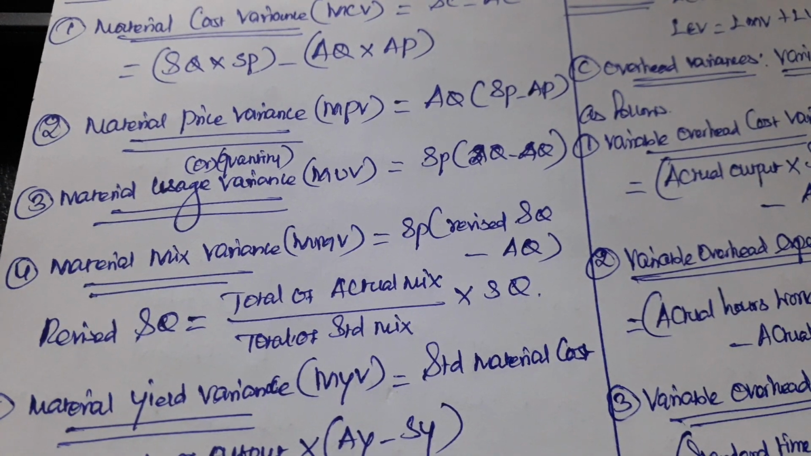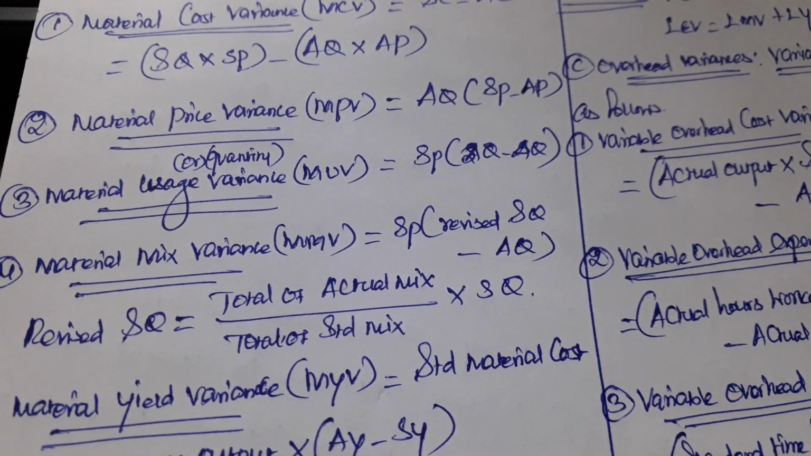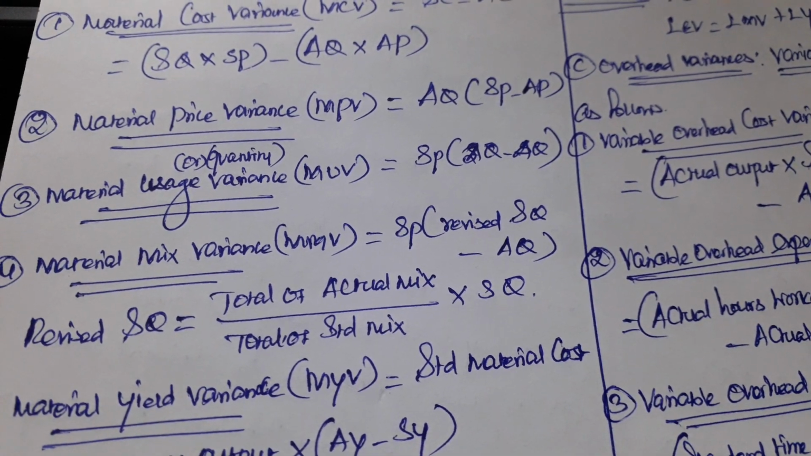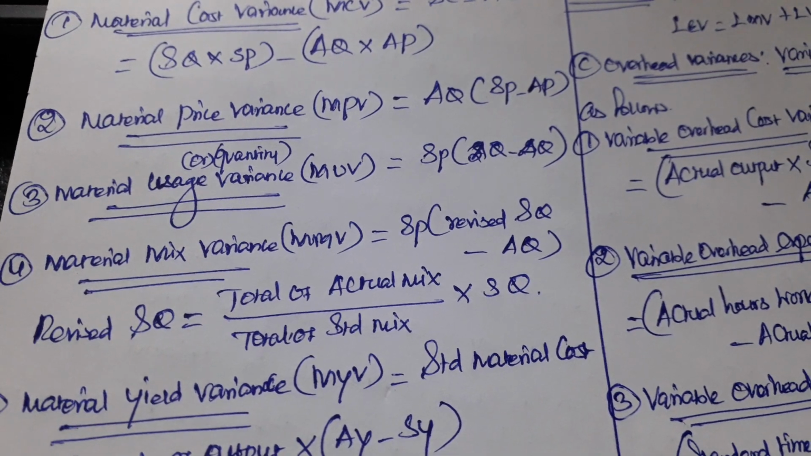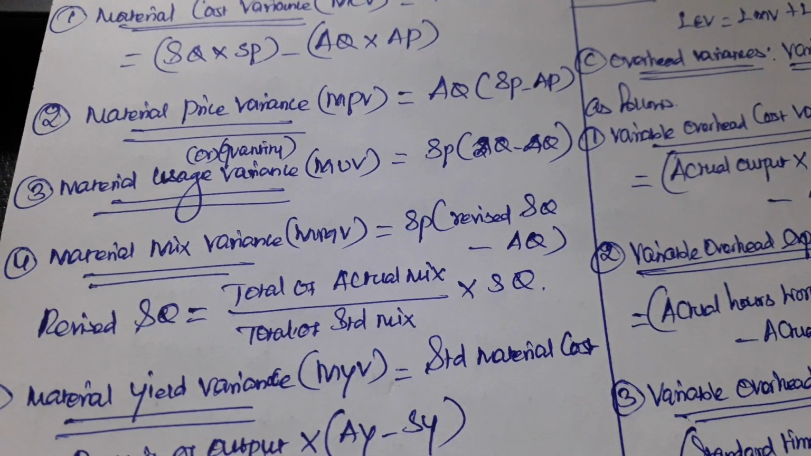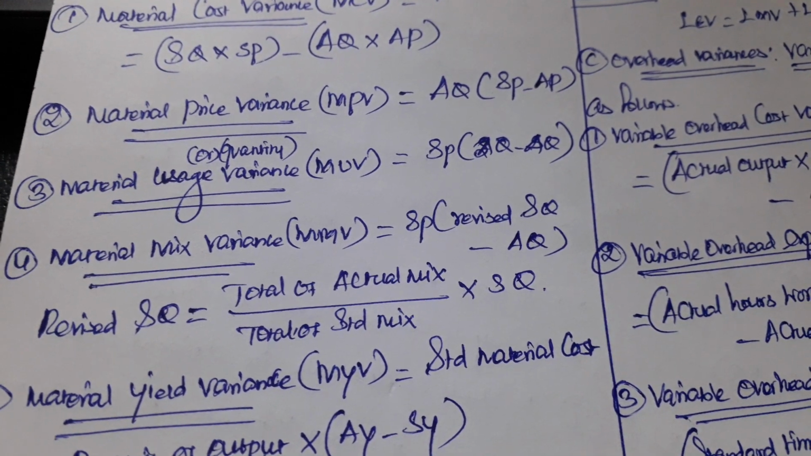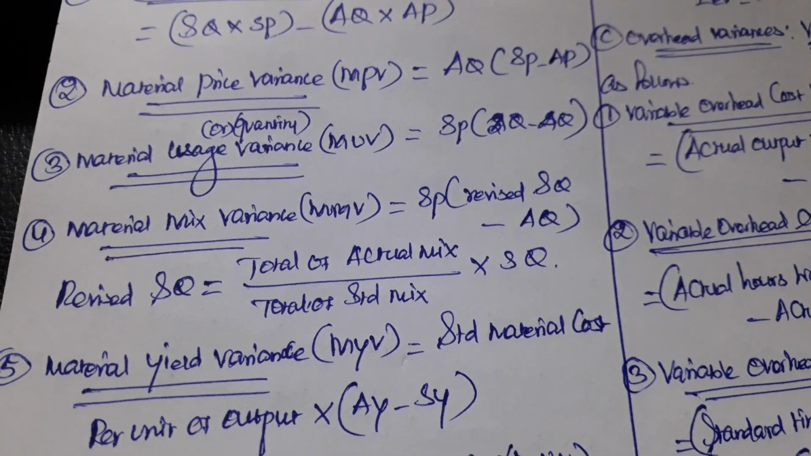To find out the material mix variance, we have to use the formula: standard price into revised standard quantity minus actual quantity. To find out the revised standard quantity, we have the formula: the total of actual mix divided by total of standard mix into the standard quantity.